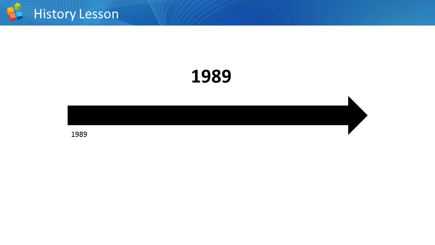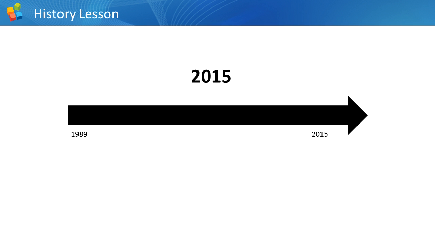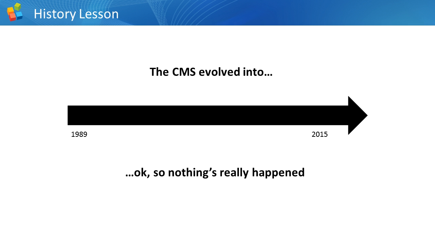So in 1989, Seagate Information, aka Crystal Decisions, developed what they called the CMS. Now, as you know, the CMS, or the Central Management Server, is the backbone of the business object system, and this backbone historically was only meant to provide pointers and the binary content on a file system for Crystal reports. Now, as time evolved, fast forwarding to 2015, the CMS evolved into, okay, well, I guess the fact is it didn't really evolve into anything.